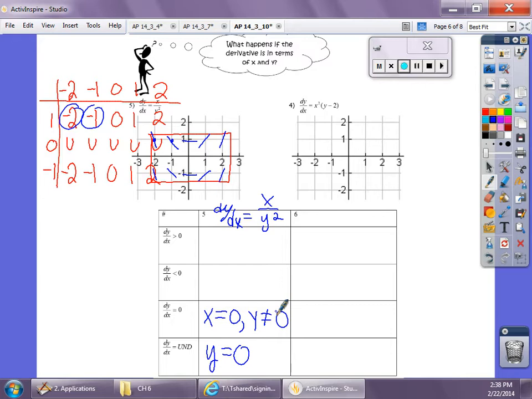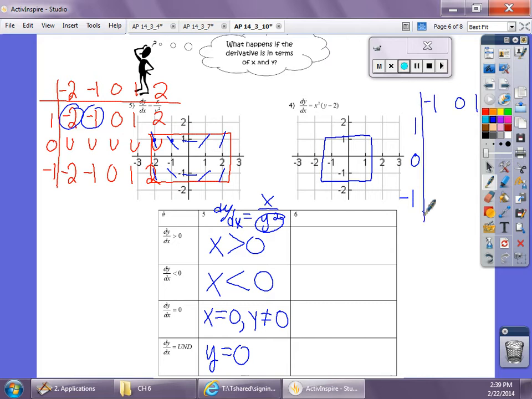And then now to get your positives and negatives, remember the y squared is always positive, so it doesn't change your sign whatsoever. So this fraction is positive when the x is positive, and this fraction is negative when the x is negative. Okay? So same thing here, we can do a smaller little grid, maybe just this much of it. So my setup would be the highest y value of 0, and I go down to -1, and my x's would go from -1 to 1. So that would be the grid I would create.